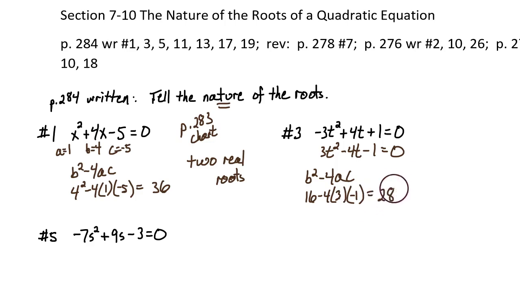Once again, the discriminant turns out to be a positive number. So on page 283, we see that that means there are 2 real roots. If you solve this equation for t, you would get 2 answers, and they're both real numbers.